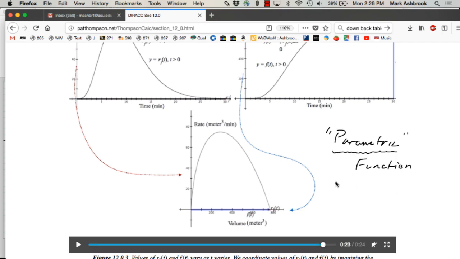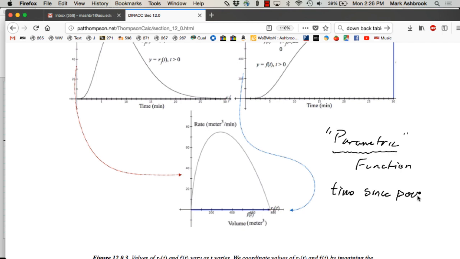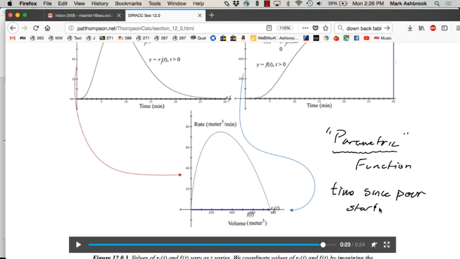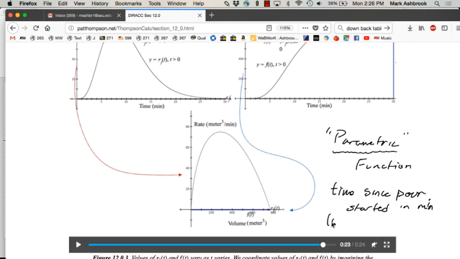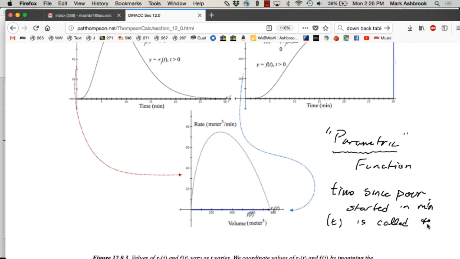So now, t, the time since the pour started, in minutes, which was t, is called the parameter.